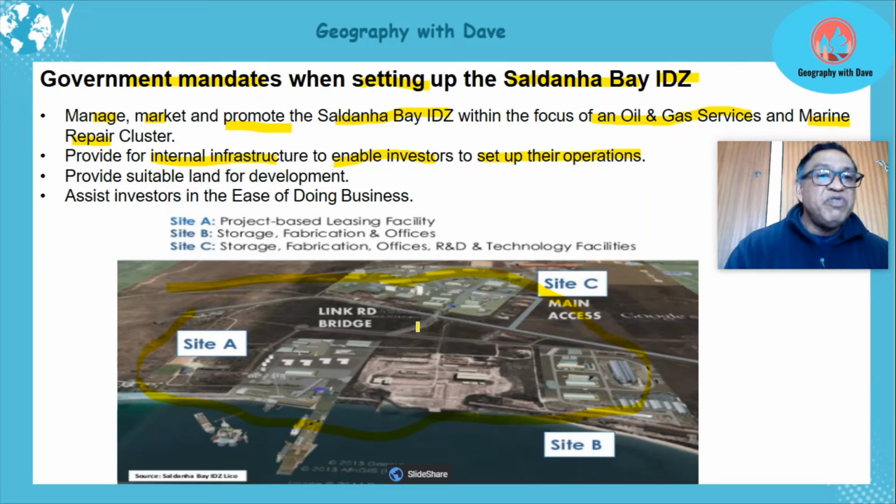Provide suitable land for development. Land in terms of location to the bay, in terms of its characteristic, flat land, etc. You have to provide that to attract this. Assist in the ease of doing business. I see I put it in capital letters, maybe it's important.